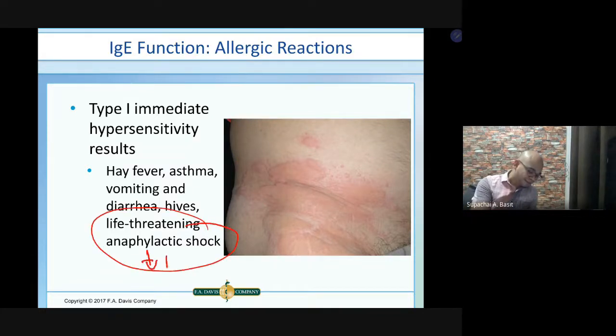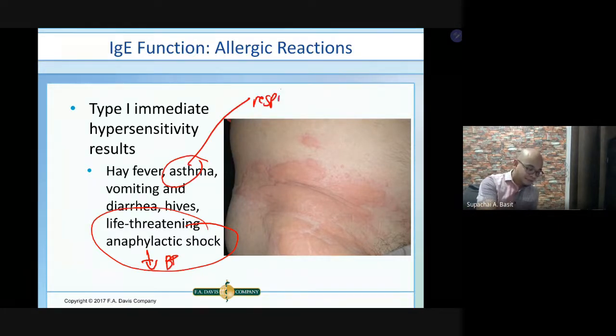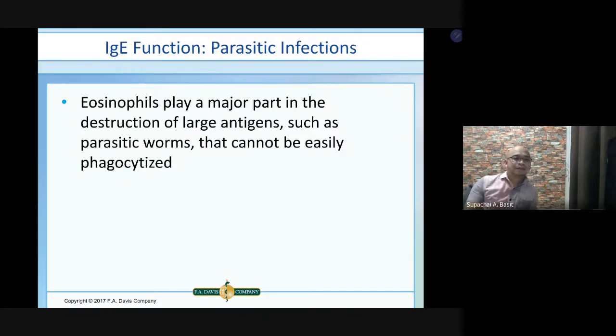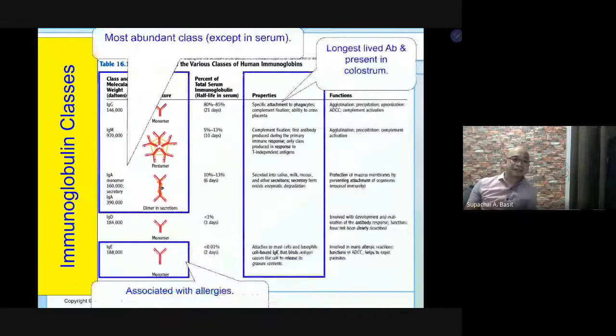Life-threatening because the blood pressure goes down. So asthma is in the respiratory cells and the rest are actually in the skin. So that is where IgE is found. Eosinophil plays a major part in the destruction of large antigens such as parasitic worms that cannot easily be phagocytized. So IgE is also important.